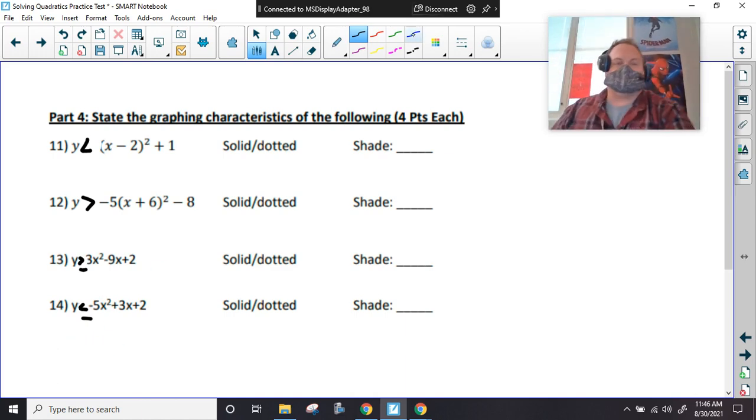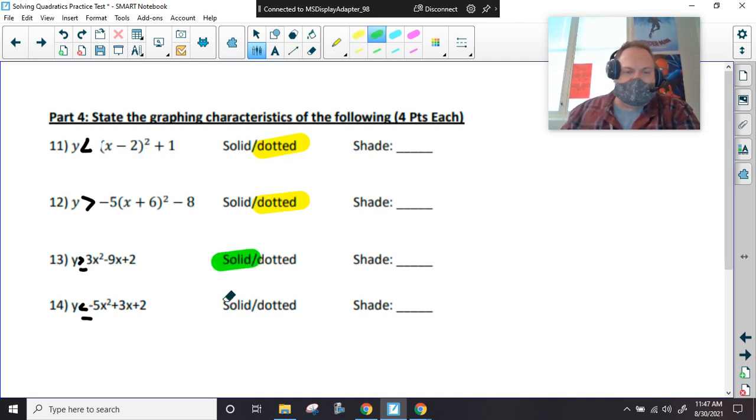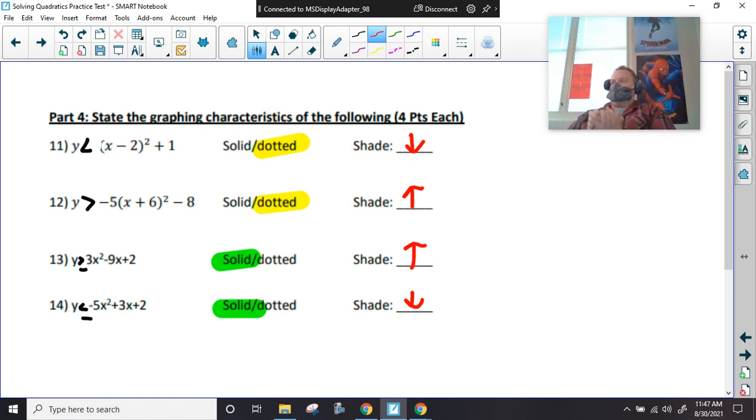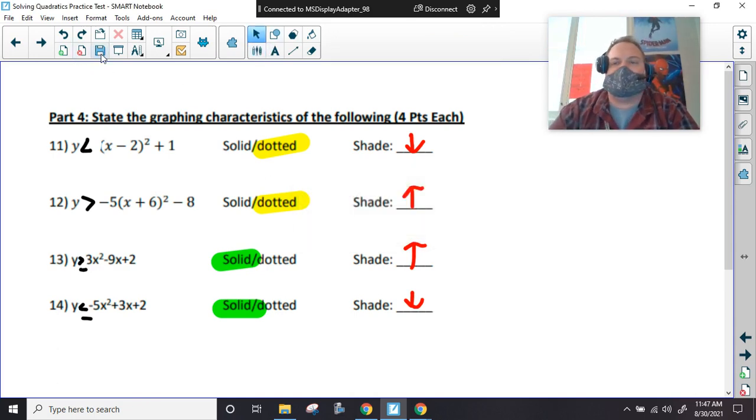All right, 11. Is this going to be solid or dotted? It's going to be dotted because it doesn't have a line underneath it. 12 is going to be dotted, and these two are going to be solid. Now, it's the line. The line means it's solid. All right, number 11. What's being eaten? The other stuff, not the Y. So we shade down. The Y is being eaten. We shade up. We shade up. We shade down. Yep. That's it. That actually is math. Believe it or not.